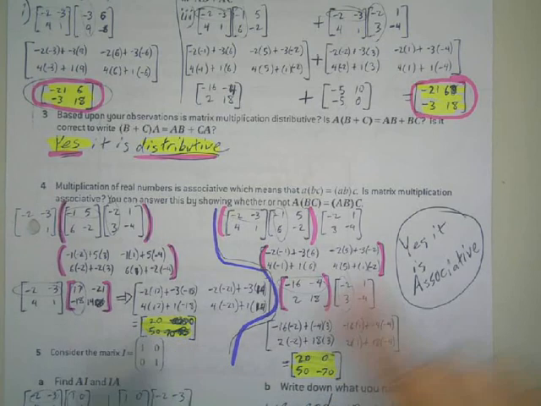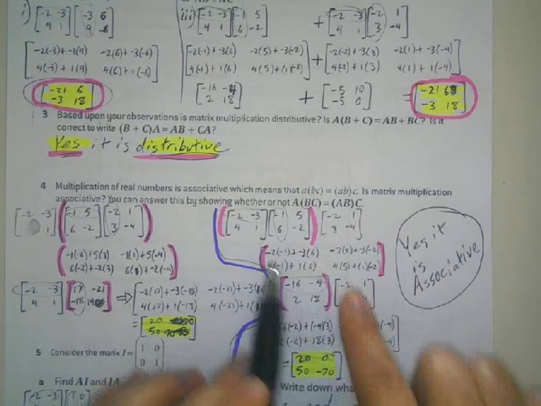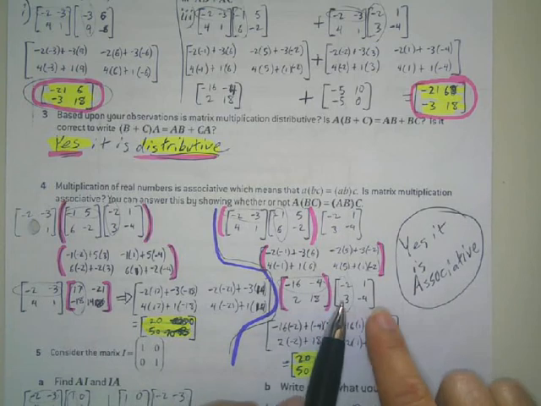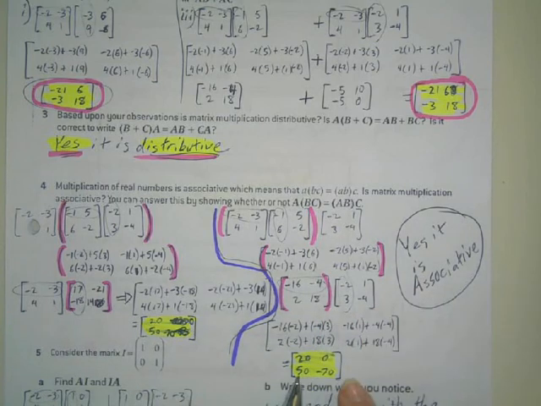If I multiply A times B first, I end up with this. And if I multiply this times matrix C, I end up with this. And we end up noticing that they are associative. You might want to hit pause to check your work.